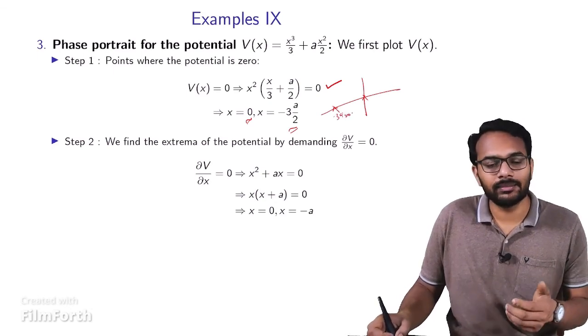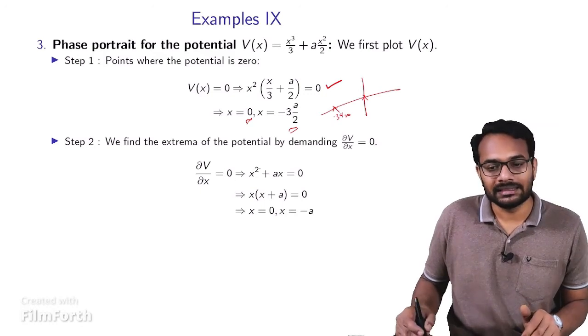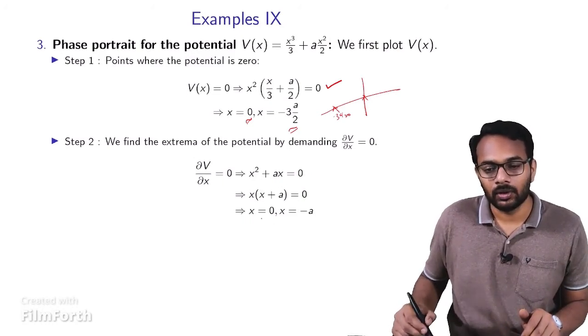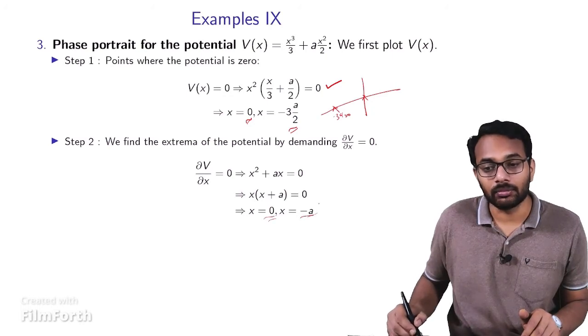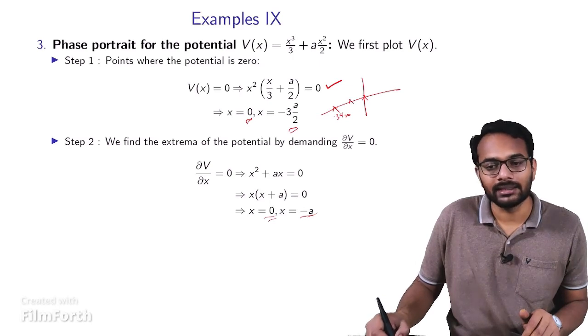The next point is to find the extremum points. You take dV by dx equal to 0, which says that x squared plus a x is equal to 0. Is that correct? Yes. Now you solve for this: x into x plus a is equal to 0, so x equal to 0 and x equal to minus a. So there are 2 extremum points, at x equal to 0 and x equal to minus a.